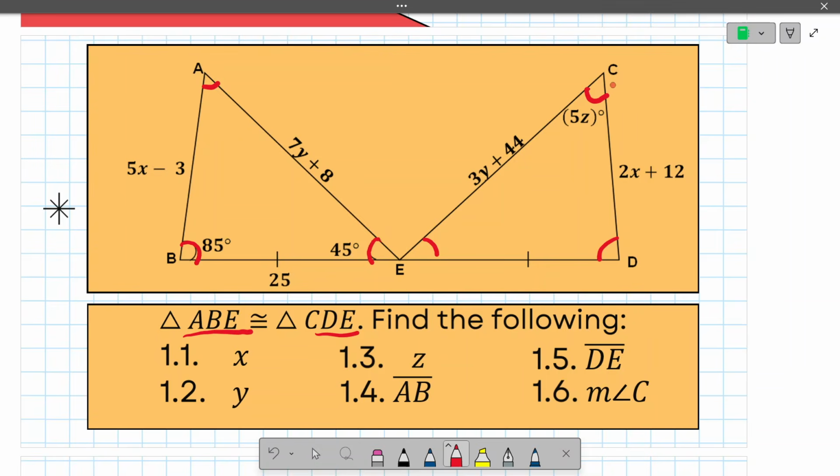Ayan, gets. So, ang ating task na ngayon ay to find x muna. So where is x here? We have 5x minus 3 as the expression for the side AB, and we have the expression 2x plus 12 for the side CD. So again, no, dito tayo sa side.